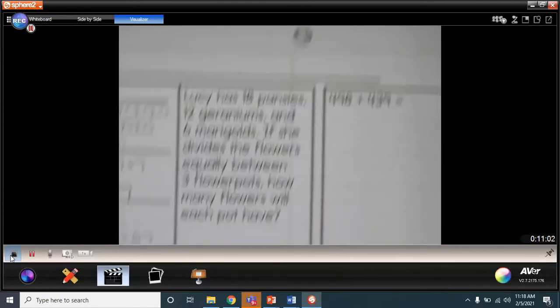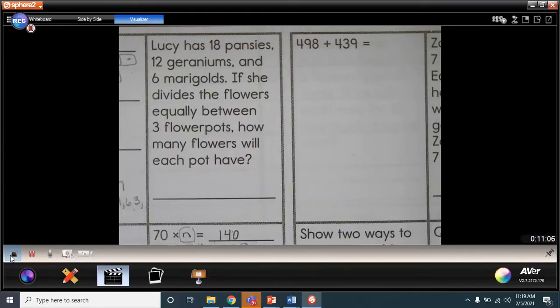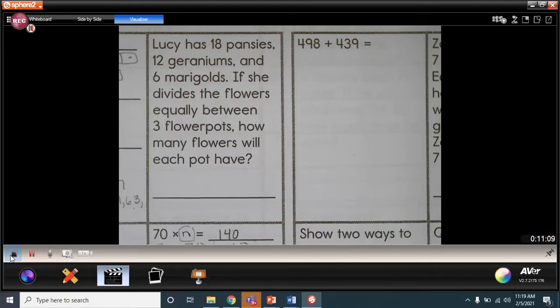All right, now let's go back to our word problem. And this word problem is asking you to do 2 steps. Lucy had 18 pansies, that's a type of flower, 12 geraniums, and 6 marigolds. If she divides the flowers equally between the 3 flower pots, how many flowers will be in each pot?